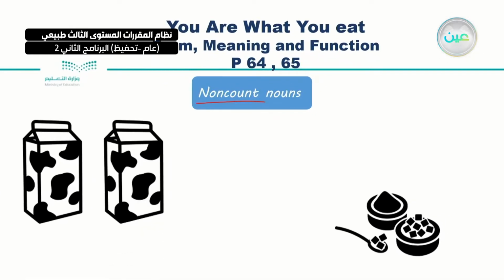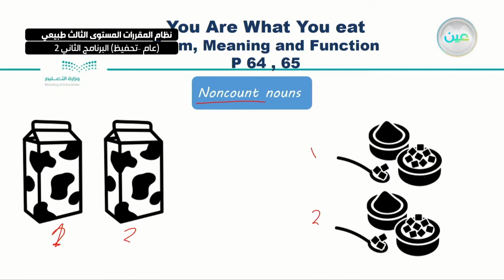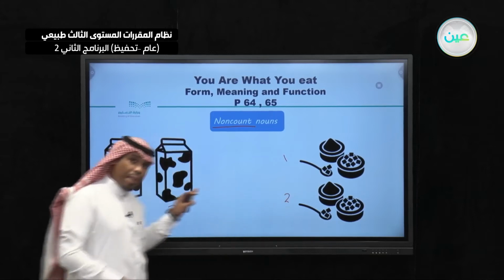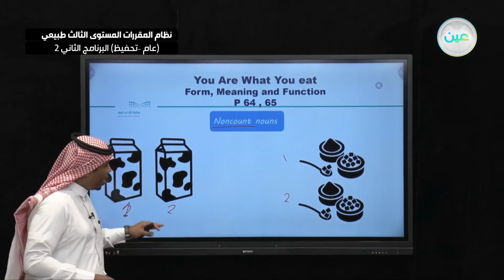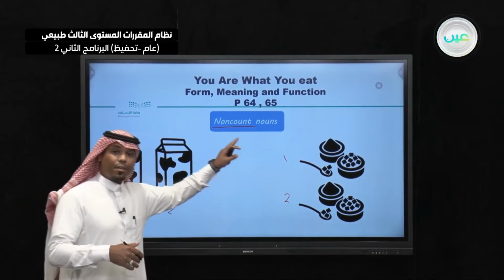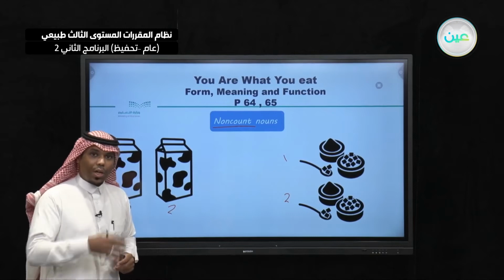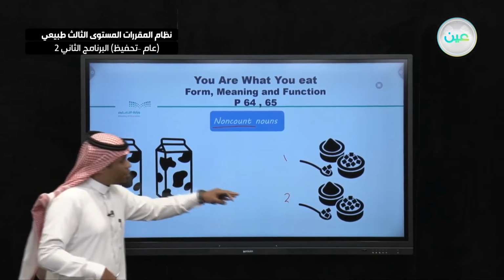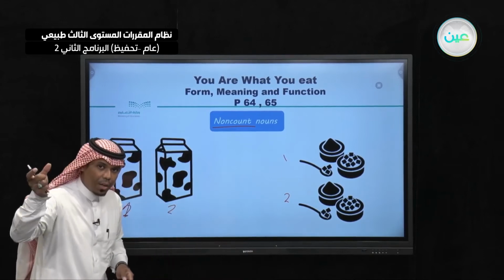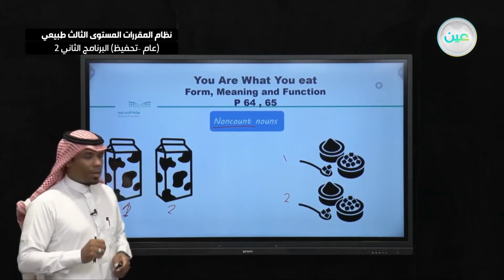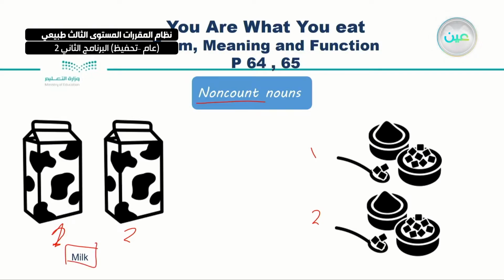Okay, now we have 2. This is number 1, and this is number 2. Can I say sugars? No. Can I say milks? No at all. So here milk and sugar are non-countable. We cannot count them. Of course, we can count, for example, cans and spoons and so on, but the material itself, like milk and sugar, we cannot count. So here it's called milk, not milks, or sugar, only, without adding an S or the plural form.